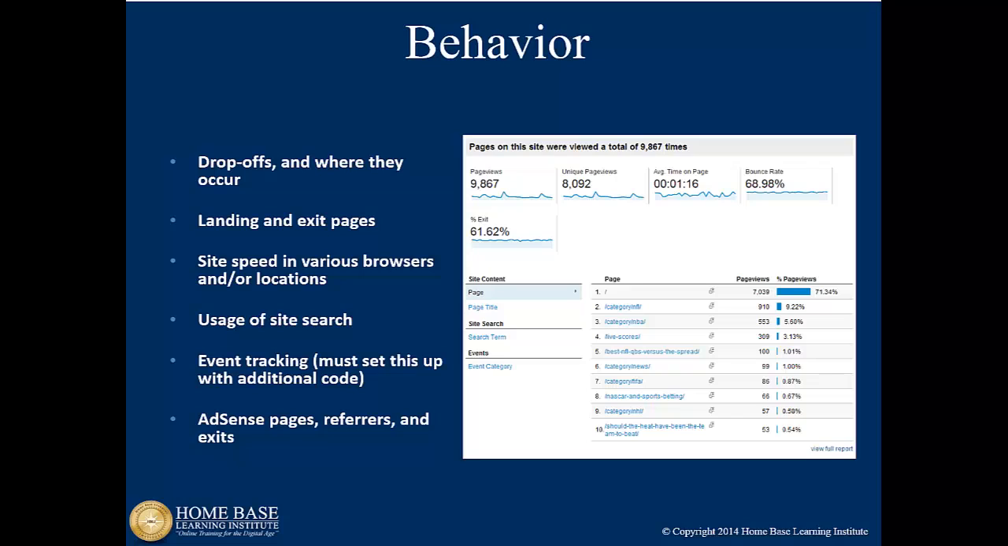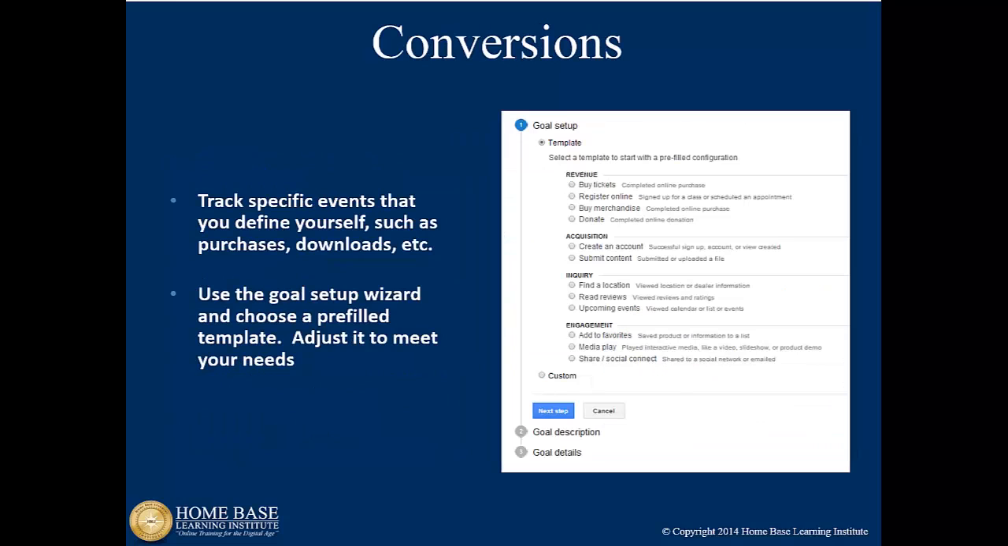You can also take a look at event tracking here. Now, this does have a little bit of extra setup, but it's totally worth it because you can get very, very granular with event tracking. You can also take a look at AdSense pages, referrers, and exits. Conversions. You can track specific events that you define yourself, such as purchases, downloads, etc. And this is the increased granularity level that we were talking about with event tracking.